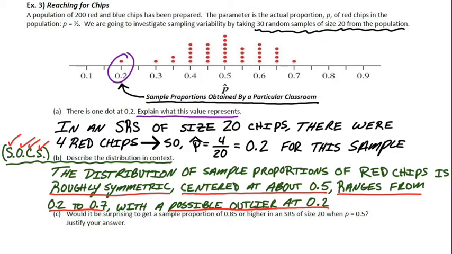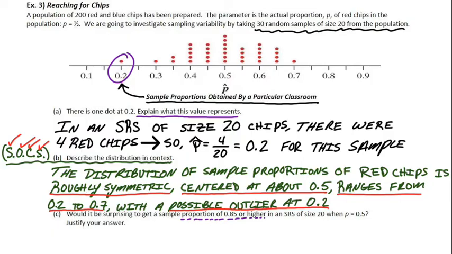All right, and now the interesting part here. Part C says, would it be surprising to get a sample proportion of 0.85 or higher in an SRS of size 20 when p is truly 0.5? Justify your answer. Well, each one of these little dots represents an SRS of size 20. And you'll notice we didn't get anything near 0.85 here. So would you be surprised if one of the students said, oh yeah, I got 0.85 for my result? And I think judging by this graph, we would definitely be surprised and want to check that person's work if they said they got 0.85, because the highest we observed here was 0.7.